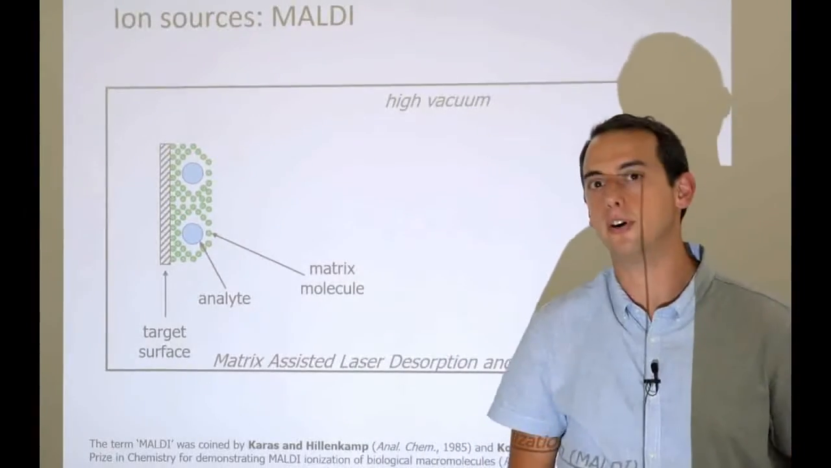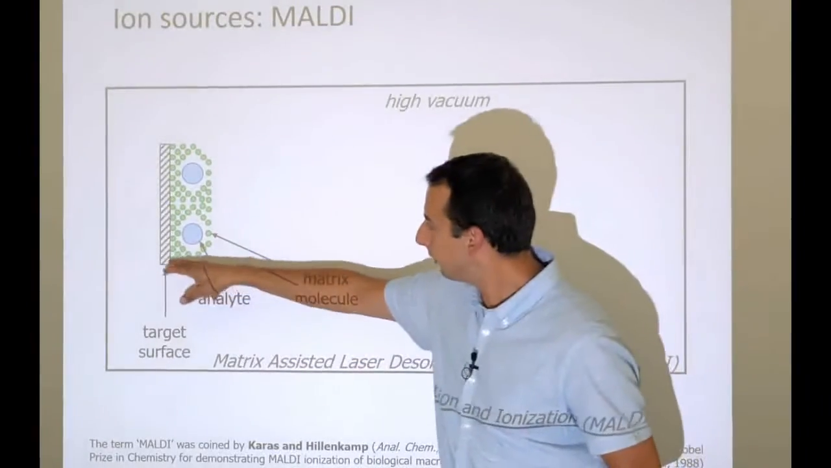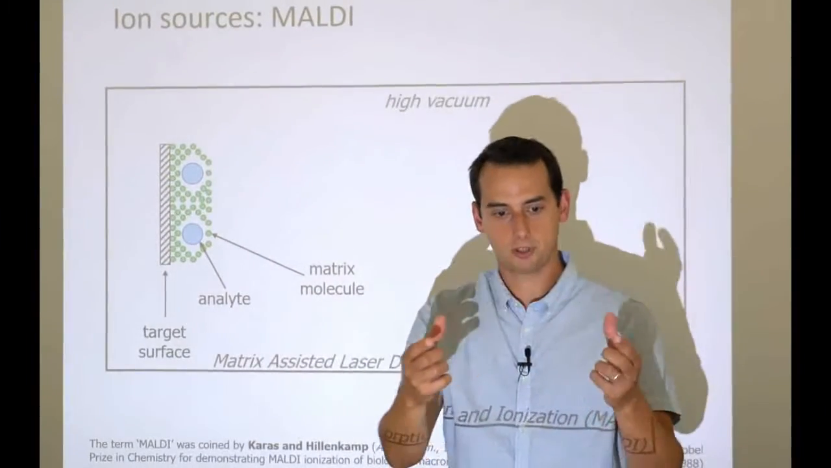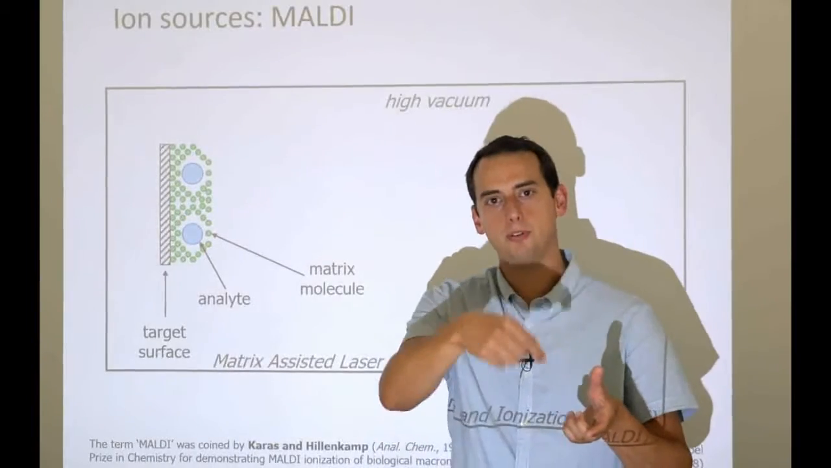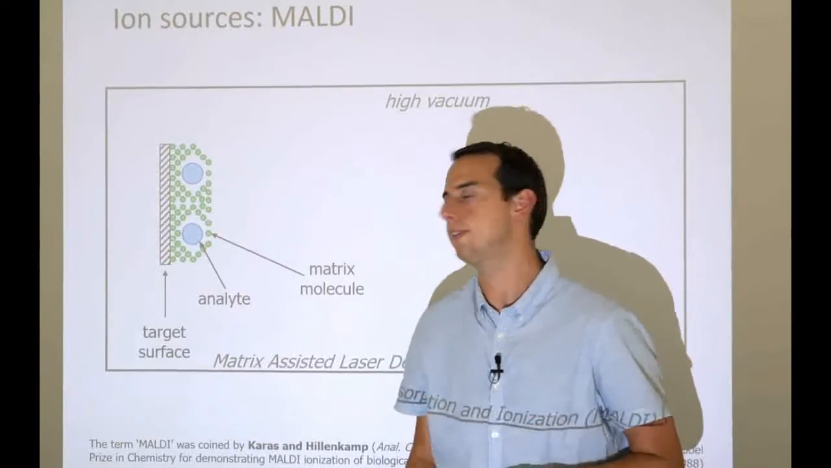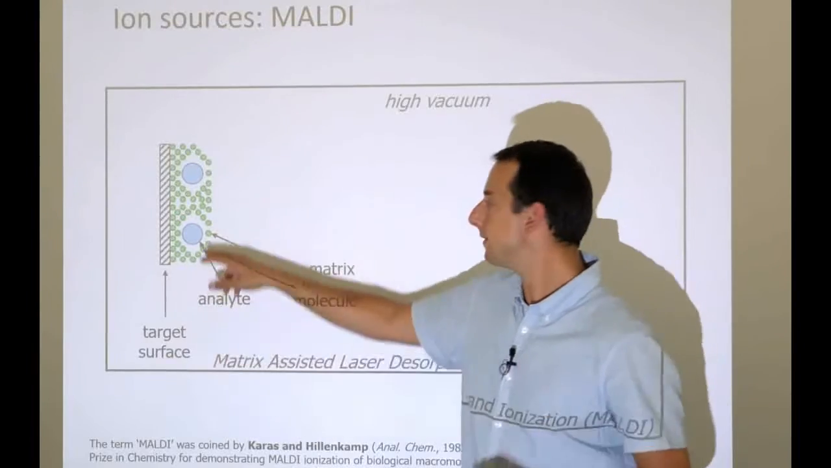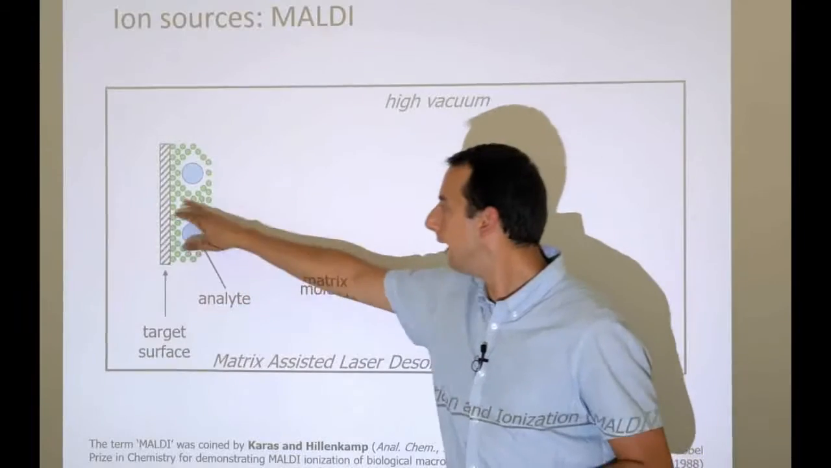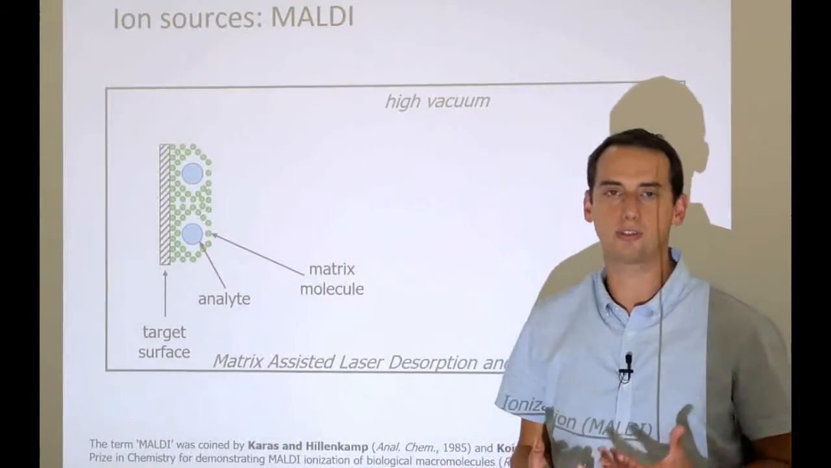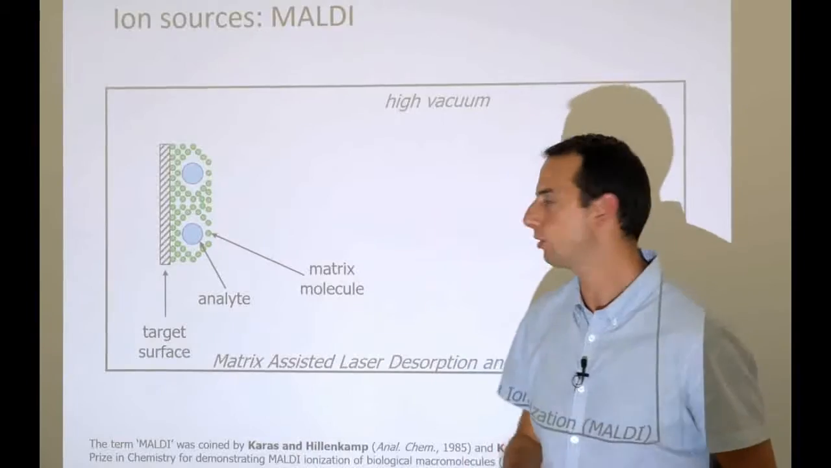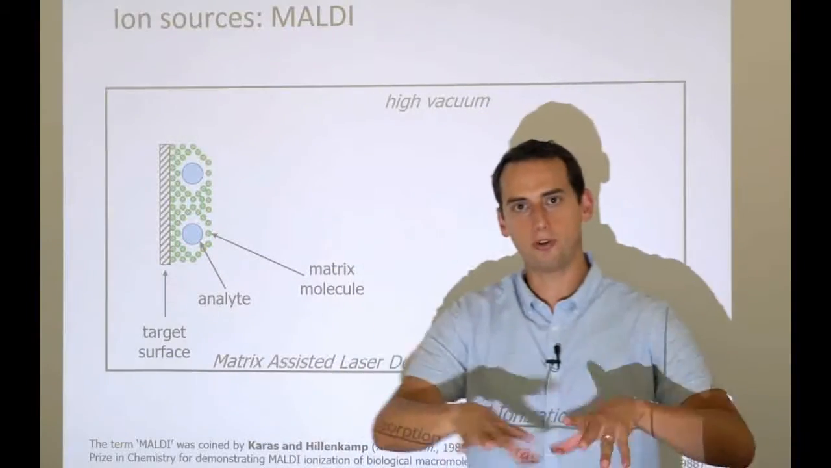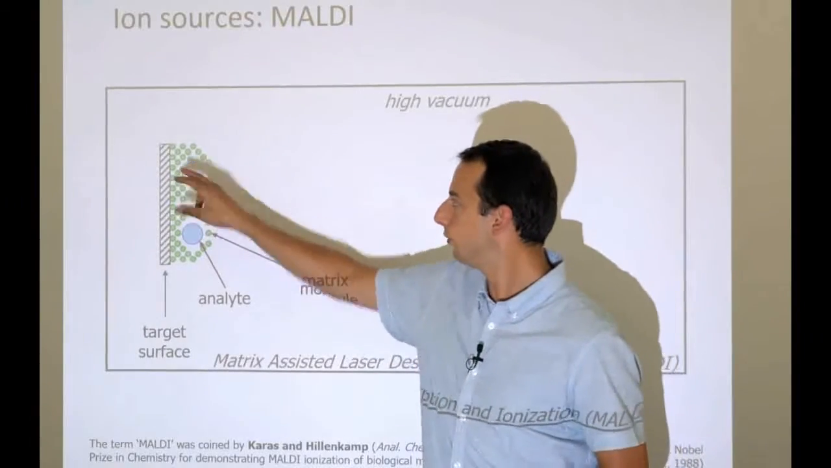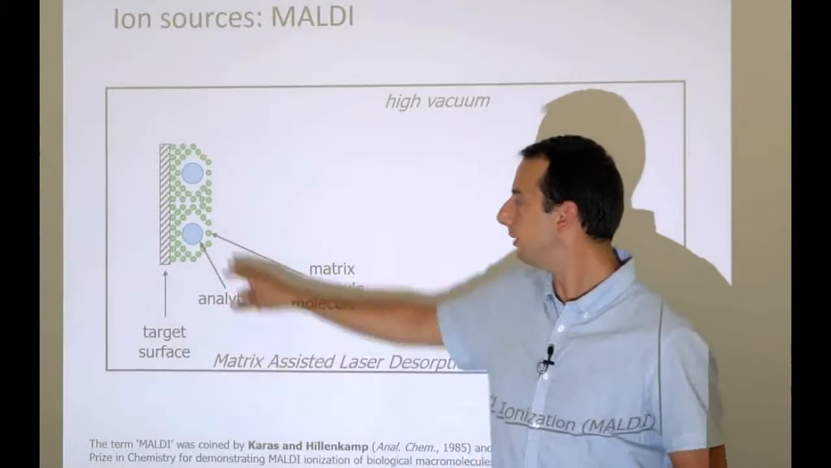So let's have a look at how this functions. We do have a target surface, which is a very simple stainless steel plate, a small metal plate with a few pre-spotted circles on it. And there you deposit with a pipette a small amount of your sample, and remember, sample is in blue, along with a chemical known as a matrix molecule. And there's lots of matrix molecules here, and they spread out through your sample, and they make a kind of mesh of sample molecules, analyte, and matrix molecules.